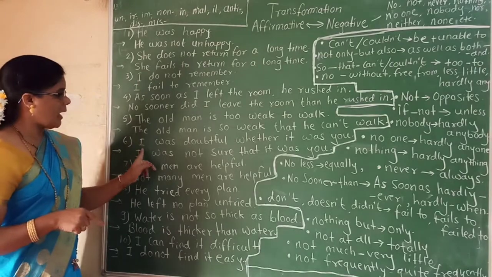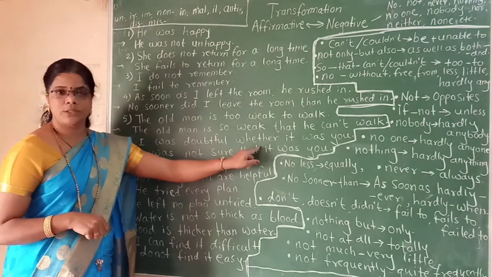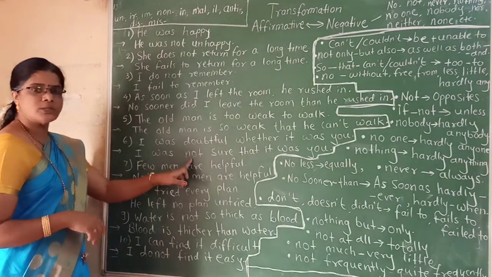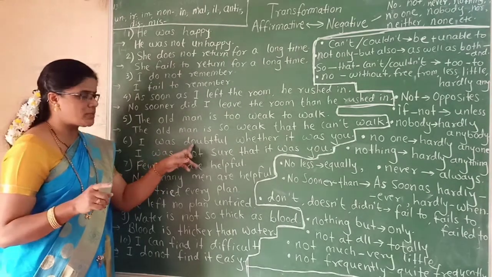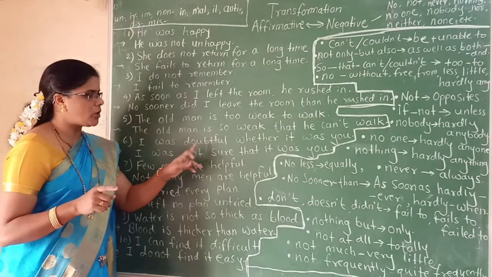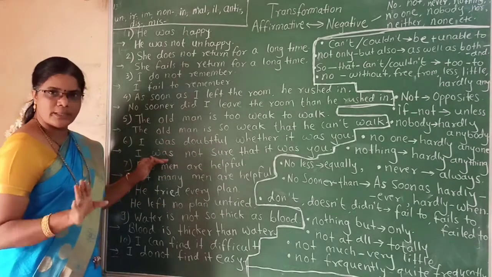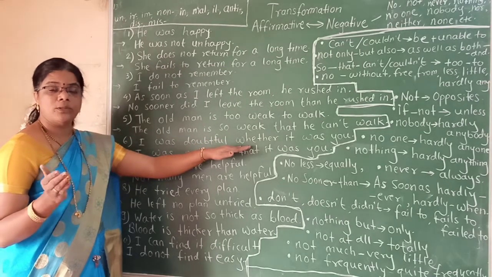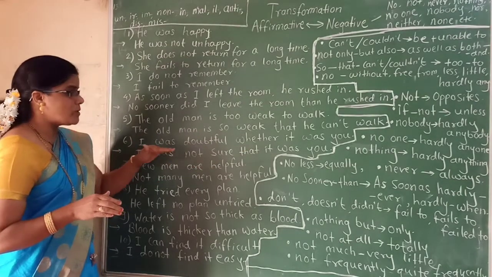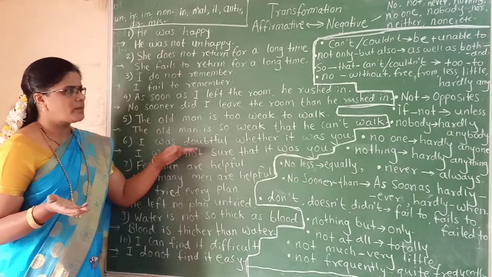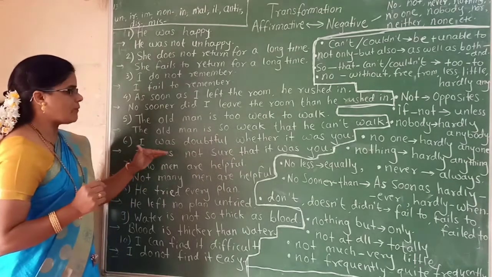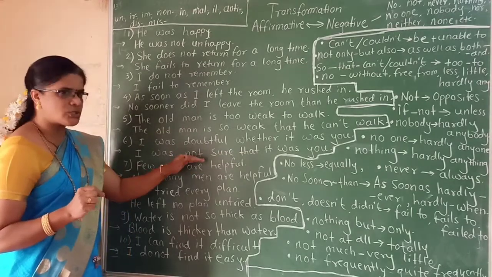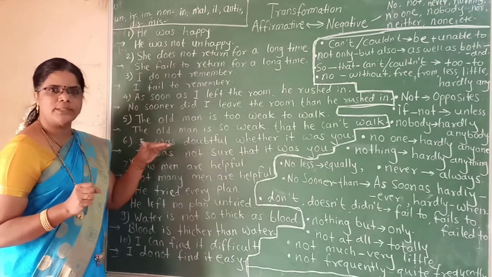Next one, I was doubtful whether it was you. See here, I was doubtful whether it was you. I was not sure. Instead of "doubtful", we have used the words "not sure". So the meaning remains the same. I was doubtful whether it was you. मला शंका होती ती तूच होतीस का. I was not sure. मला खात्री नव्हती की ती तूच होतीस. So here, I was not sure that it was you. So without changing the meaning, we have changed this affirmative sentence to negative.